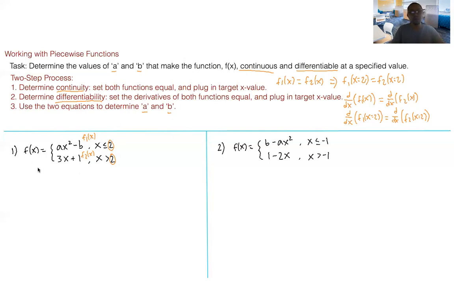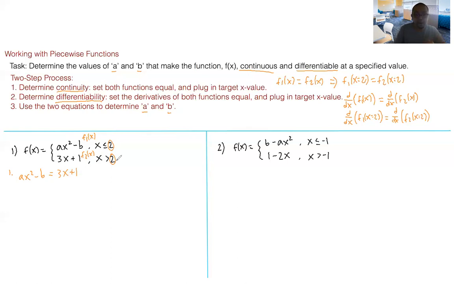So again, in number 1, we have f of x, which is defined by these two functions over these intervals. And so let's do this. Let's determine a and b. So first, let's consider continuity, okay? So for continuity, and this is step 1, we're going to set these functions equal to one another. So we have ax squared minus b is equal to 3x plus 1, okay? We'll do this first just so we get the concept down.